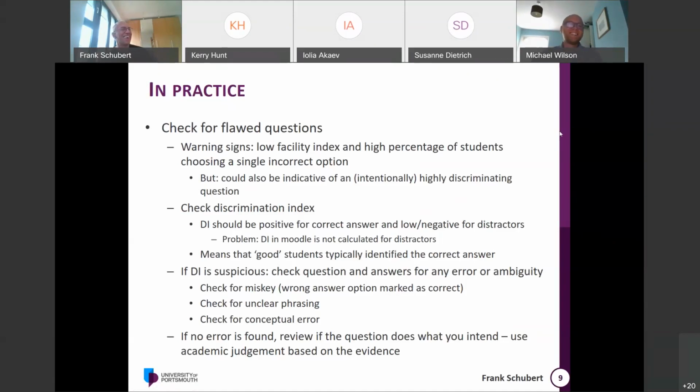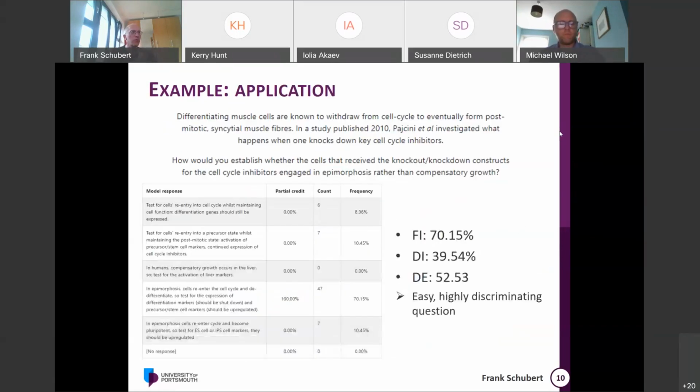Okay, so if the discrimination index is suspiciously low, you would look at the question. You would check if you actually have identified the correct answer as correct. Check for phrasing. Maybe also look if there is something conceptually wrong with that kind of question. So let's go through some examples.